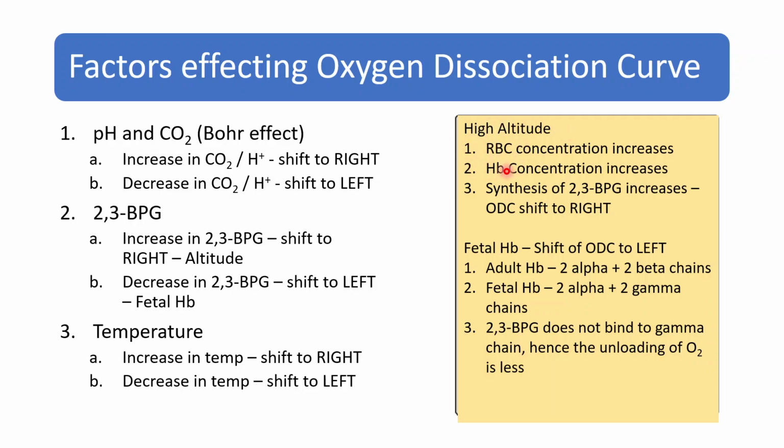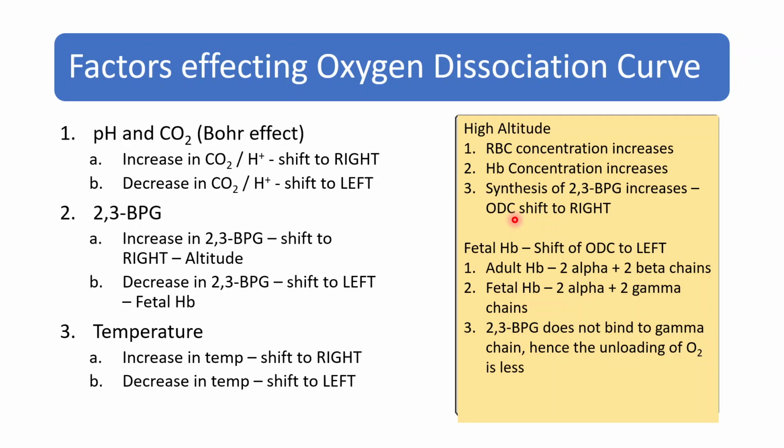One is that the RBC concentration increases. If the RBC concentration is increased, hemoglobin concentration is increased, then more binding of hemoglobin and oxygen takes place, and that can be delivered to the tissues. Similarly, as hemoglobin concentration increases, synthesis of 2,3-BPG increases. Now when synthesis of 2,3-BPG increases, we have seen that the oxygen dissociation curve shifts towards the right.